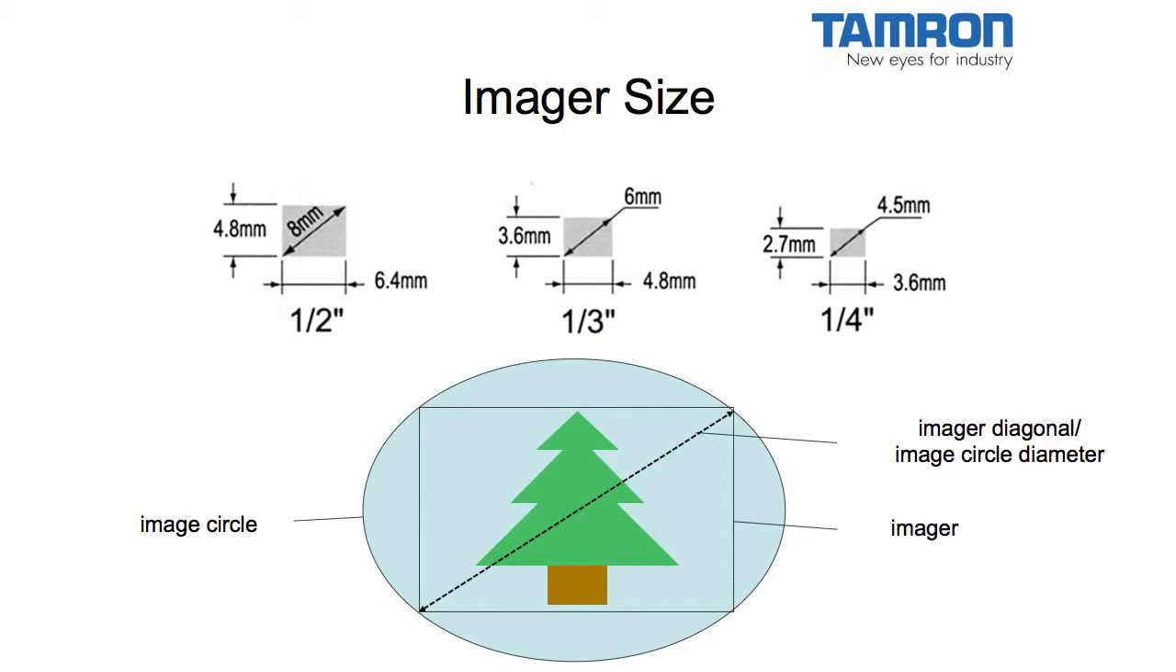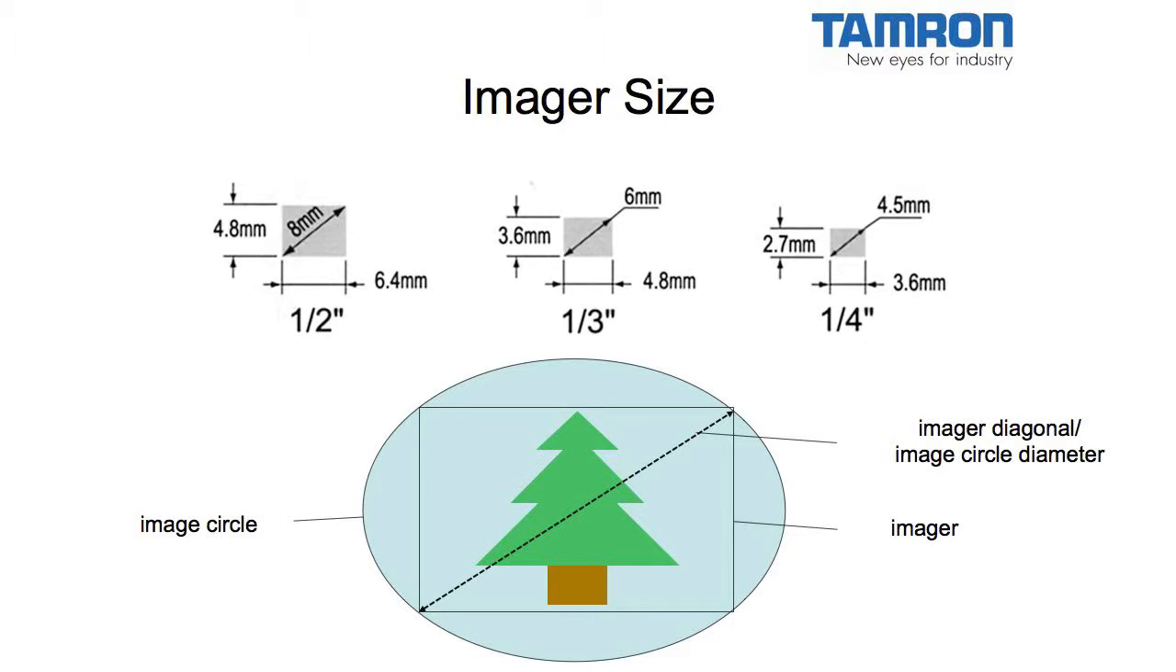Different cameras are equipped with different imager sizes, depending on the type of imager and the number of pixels. Standard imager sizes are referred to in units of inches, although this is not an accurate indication of the actual size of the imager. The dimensions of three common imager sizes are shown here.